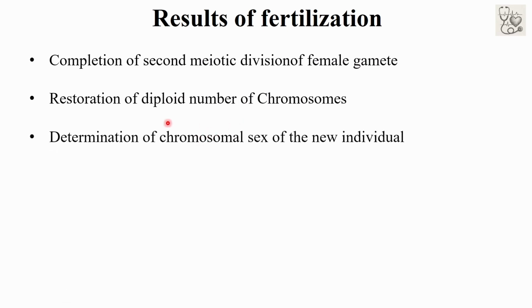Similarly, the determination of the chromosomal sex of the new individual is also possible due to fertilization. So if an X chromosome from the female fuses with a Y chromosome from the male, it gives rise to a male zygote, whereas when an X chromosome from the male and an X chromosome from the female fuse, it gives rise to a female zygote.